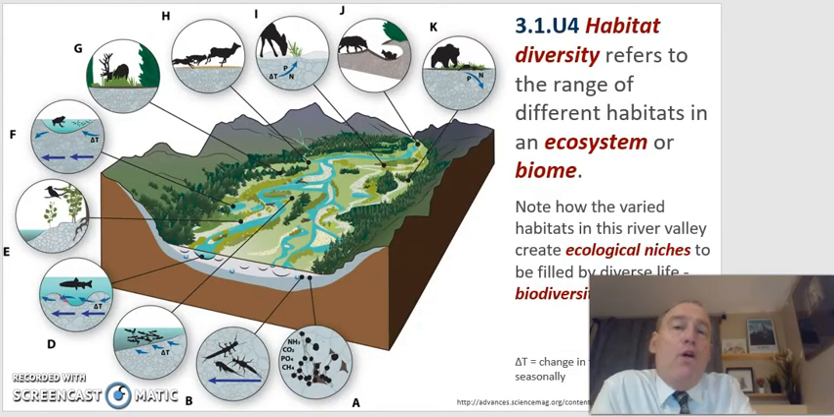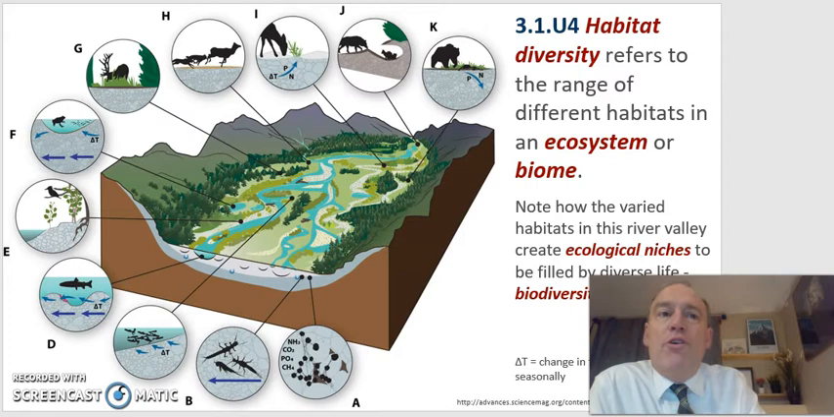Now, we see what could be the Lamar Valley, where we have the wolves up in J, the grizzly bears in K, the wolves chasing the deer or the elk away in H, and G with the browse going on. What you can see here is that habitat diversity refers to the range of different habitats in the ecosystem or biome. And you can note the varied habitats in this river valley create ecological niches to be filled by diverse life. Thus, there's more diversity. And again, this matches the wolves are back story that we read a while ago.